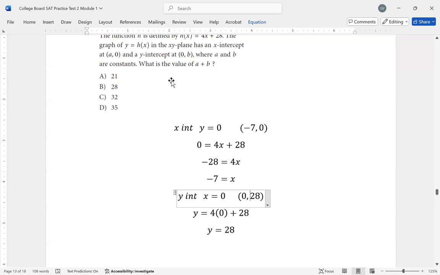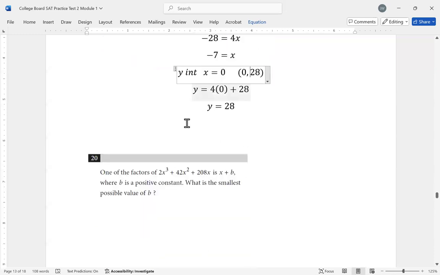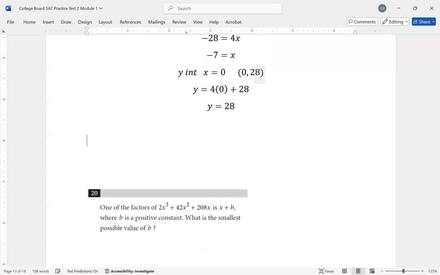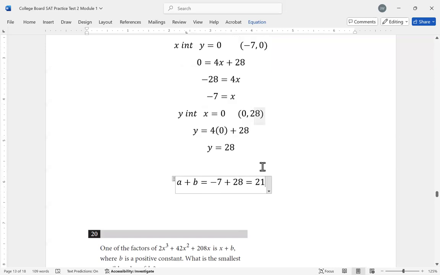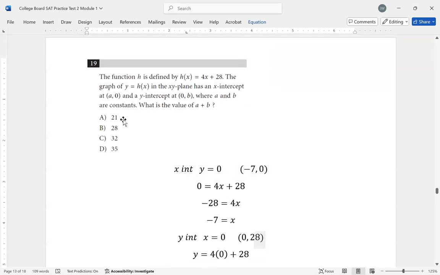Therefore, when it says what is the value of a plus b, a plus b is equal to negative 7 plus 28, which is equal to a positive 21. So 21 is the answer for question 19, and that is option A.